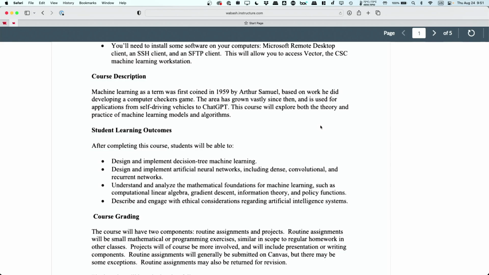Checkers is kind of a complex game in some sense, but games actually provide a really interesting way to get started with a lot of machine learning, because games are fun, right? In fact, we'll play a game today.